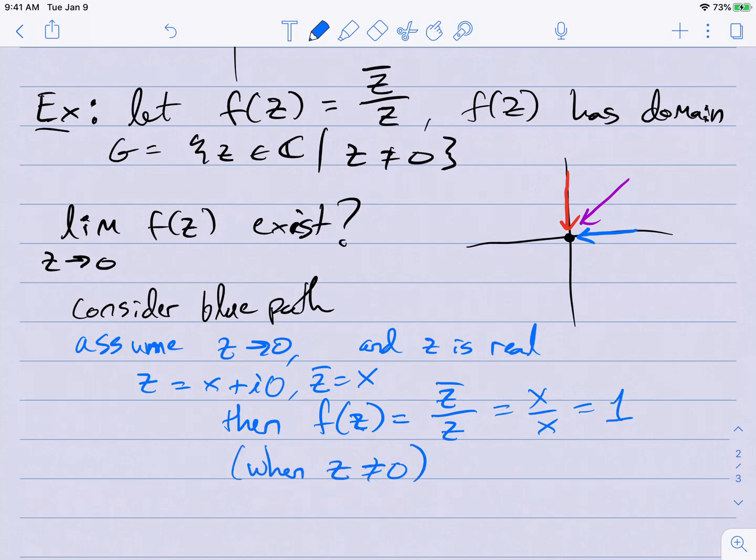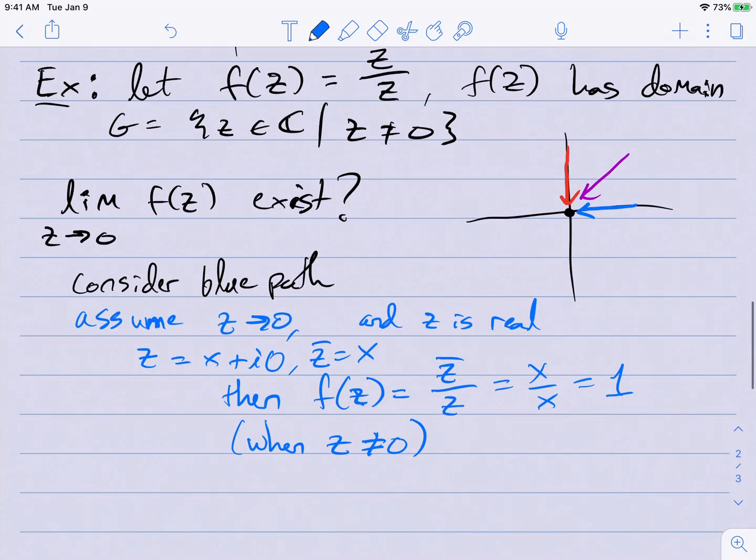And remember the definition of limit here. We don't care about the point z0 itself, in this case, the point 0 itself. We only care about points nearby, and so I'm allowed to simplify x over x to 1 because I'm specifically considering points which are non-zero. Okay, so if I approach along the blue path, then I get 1 as the limit.